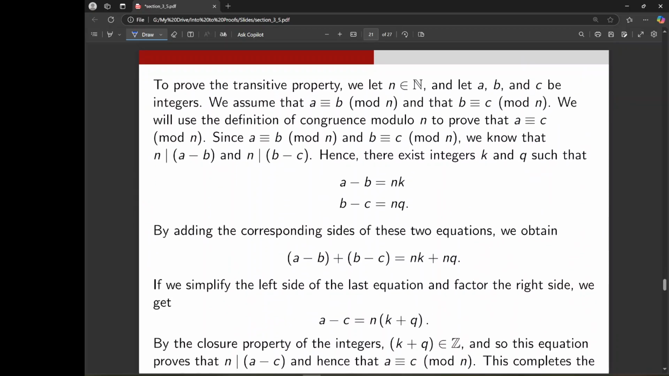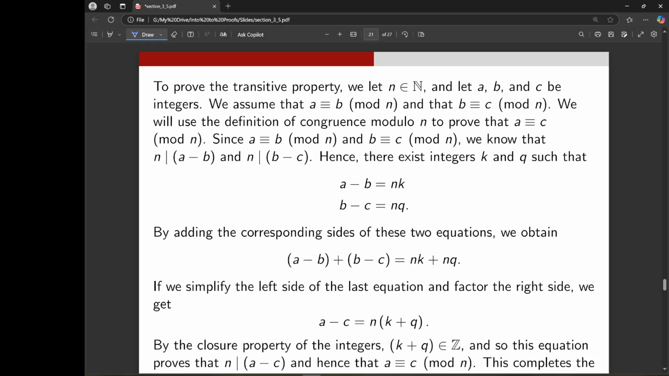Reflexive property usually is. To prove the transitive property, let n be a natural number, let a, b, and c be integers. We assume that a is congruent to b mod n, and that b is congruent to c mod n. So then, here's another example of your assumption taking up two sentences at the beginning of your proof. We use the definition of congruence modulo n to prove that a is congruent to c mod n.